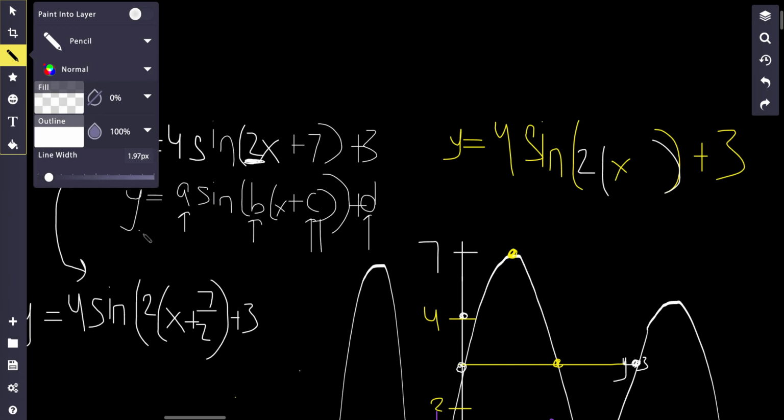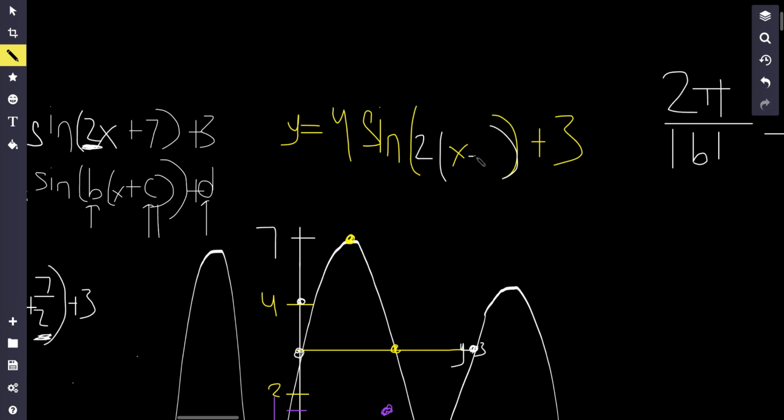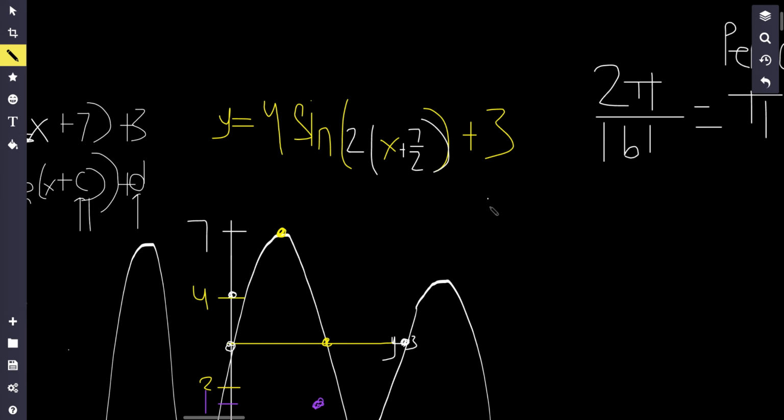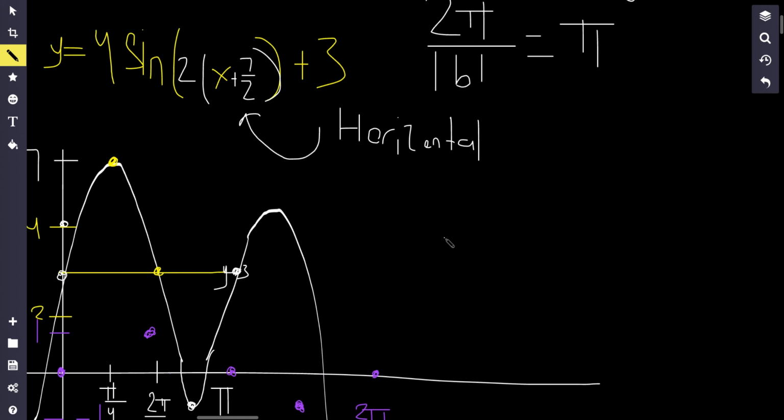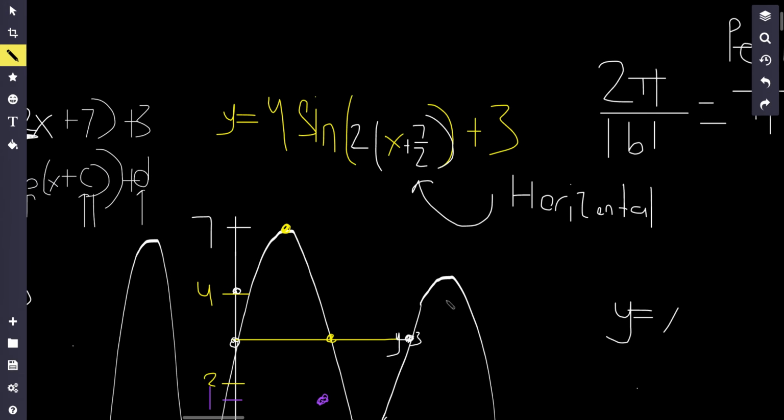We have to deal with this x plus 7 over 2. What does this do? This 7 over 2 represents our horizontal shift. Remember back to graphing functions like y is equal to x squared. If I have something like y is equal to (x minus 3) squared, you move the function 3 units to the right. If this was (x plus 3) squared, you move 3 units to the left. In this case, we have x plus 7 over 2, which means we're going to move 7 over 2 to the left.